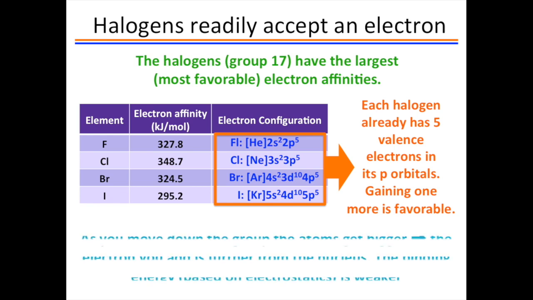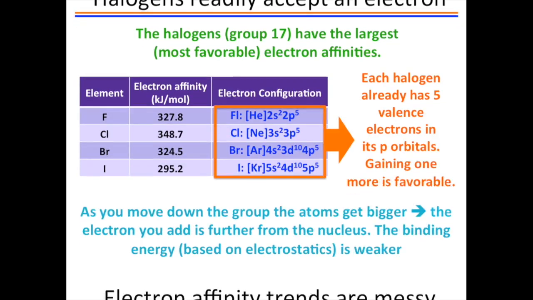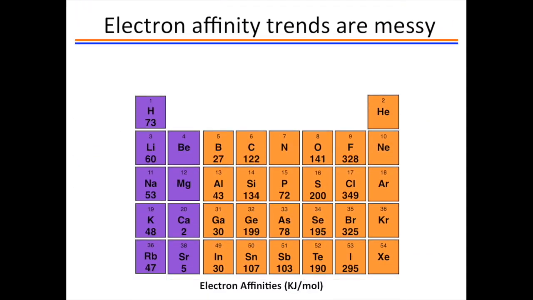As you go down group 17, the elements get bigger. The electron added is further from the nucleus, and so the attraction to the nucleus is weaker. We could also say that the binding energy of the electron is lower. Let's return to the electron affinity table.